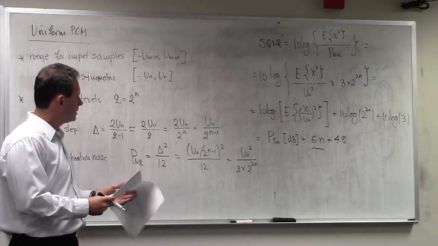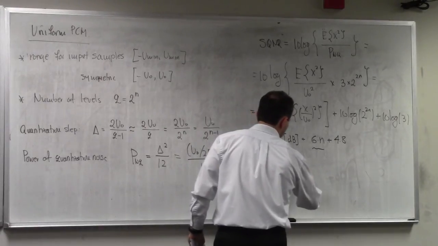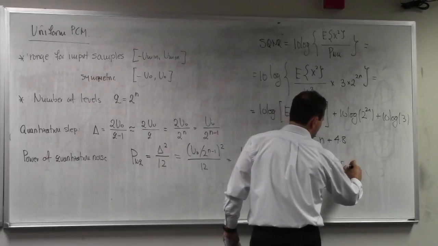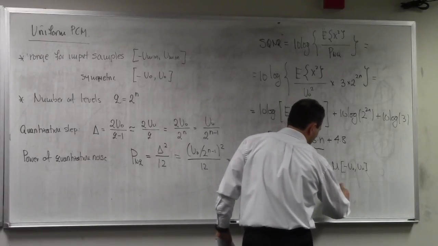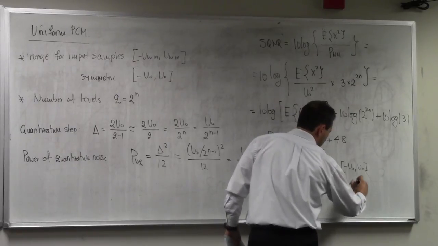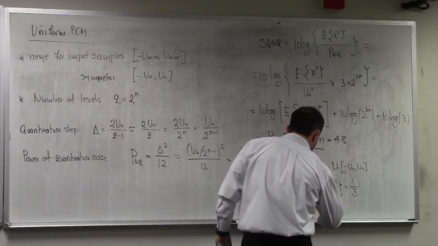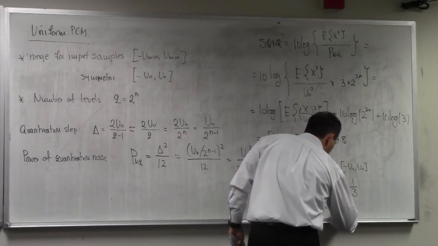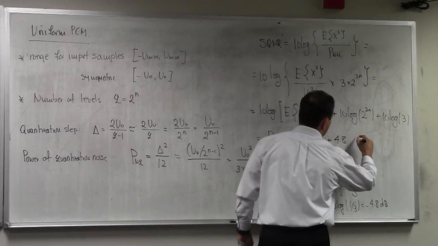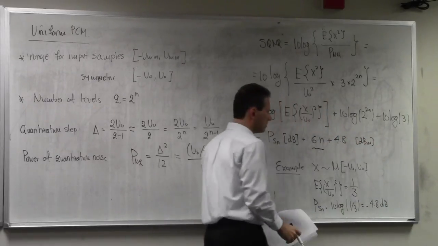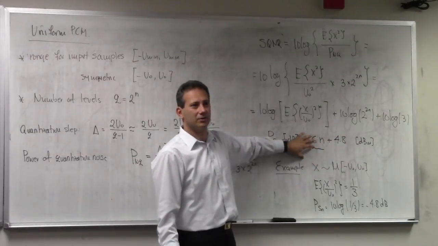Now, we did an example. If x is uniform between minus u0 and u0, then the expected value of x over u0 squared is exactly 1/3. And when you translate, this becomes 10 log of 1 over 3, which is minus 4.8 dB. So for a signal that is uniform, going through a uniform quantizer, this and this will cancel, and you just get 6n. So a beautiful result there, right?